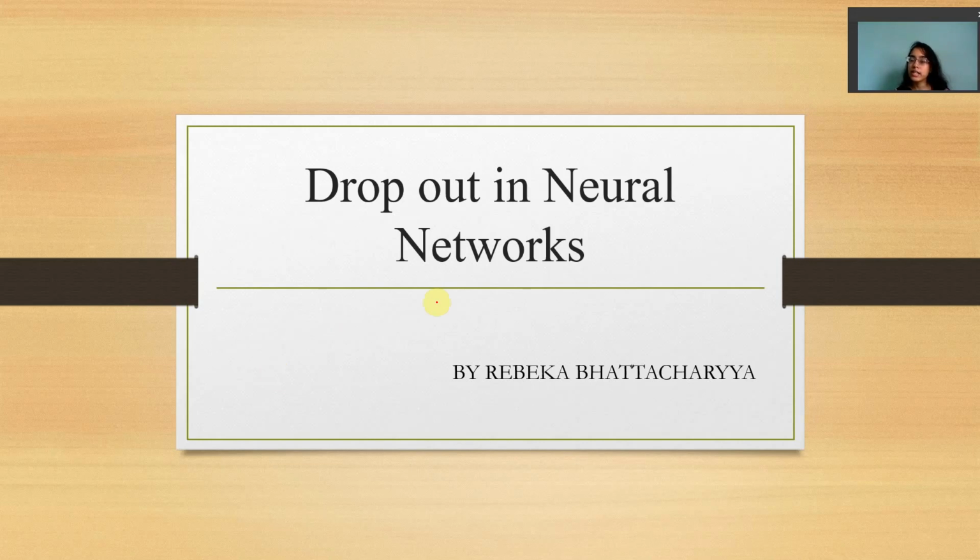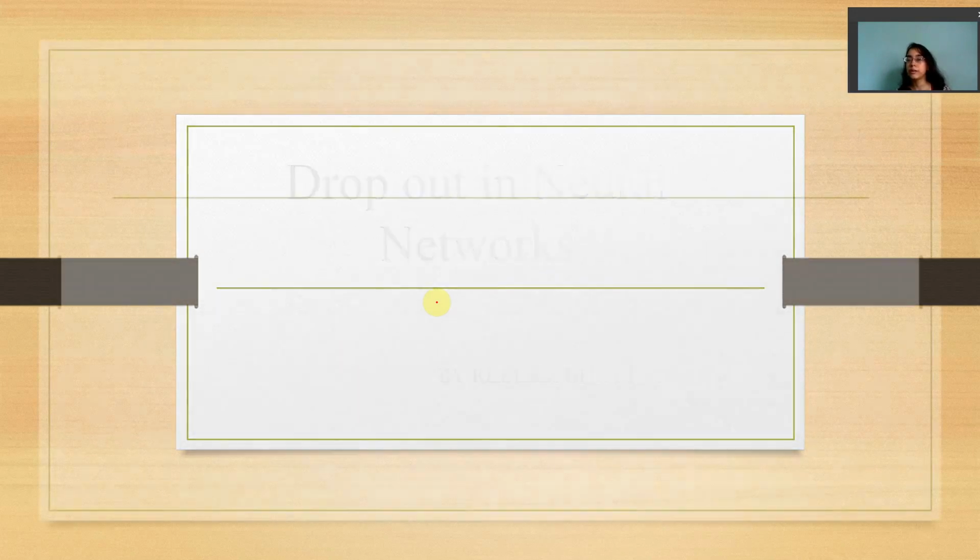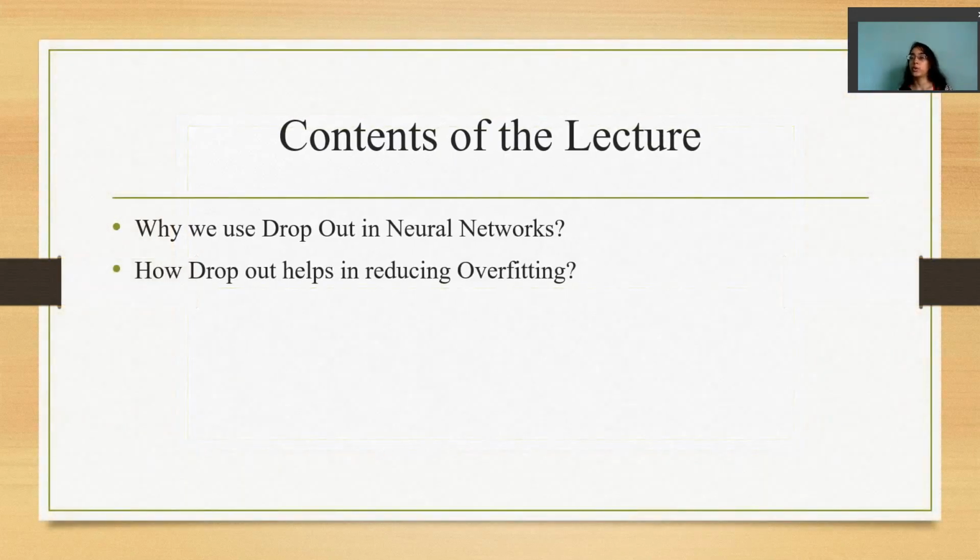In my previous lecture I have already told you about the different weight initialization techniques, that is the uniform distribution, the Xavier or the Glorot distribution and the He unit distribution. In this lecture I am going to tell you about dropouts in neural networks and why we use dropouts in neural networks. So I will be telling you about all the parts of the dropout, that is why we use dropout in neural networks, what is the overfitting problem, and how the dropout layers help in reducing the overfitting problem.